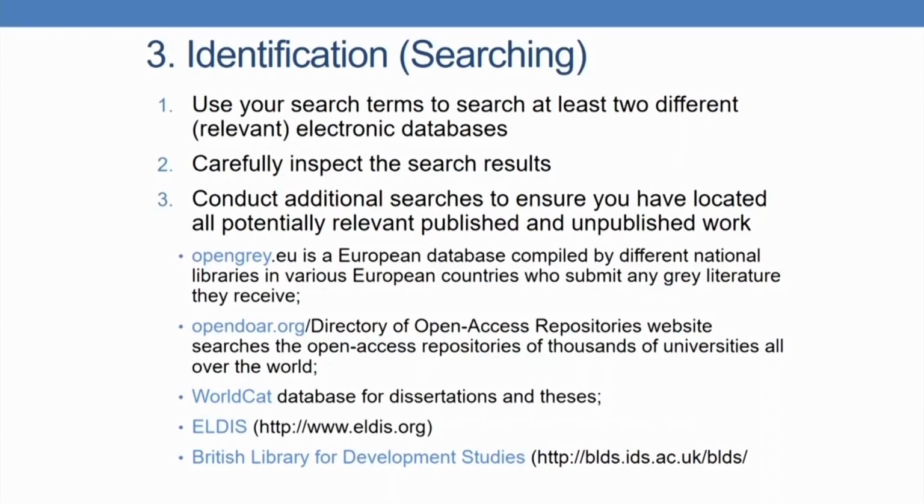The third stage is what is referred to as the identification or the searching stage. Having reached this stage, the aim is to find all available published and unpublished work which addresses the research questions and is operationalized through our search terms. The best way to find the vast majority of published work which addresses our research questions is to comprehensively search at least 2 different electronic databases. We carefully inspect the search results. We conduct additional searches to ensure that we have located all potentially relevant published and unpublished work.